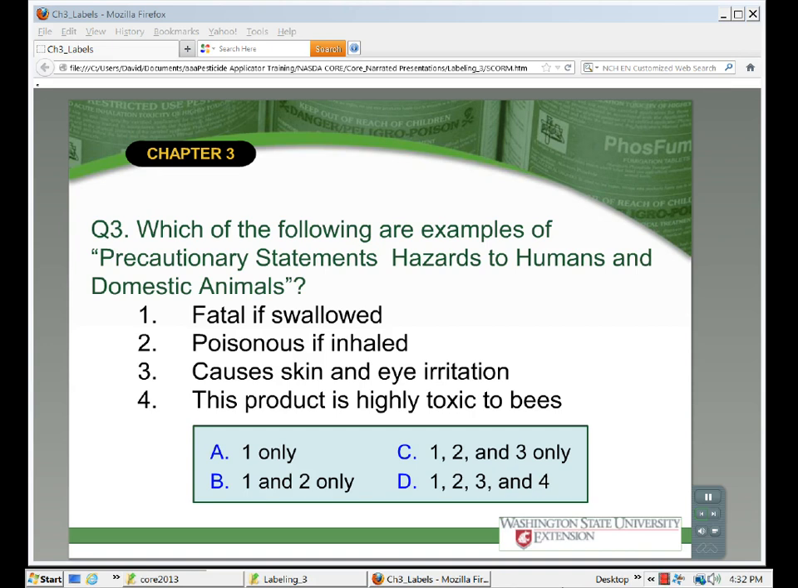Answer, choice C, 1, 2, and 3 only. All but D have potential harm to humans or domestic animals. D refers to an environmental hazard statement.